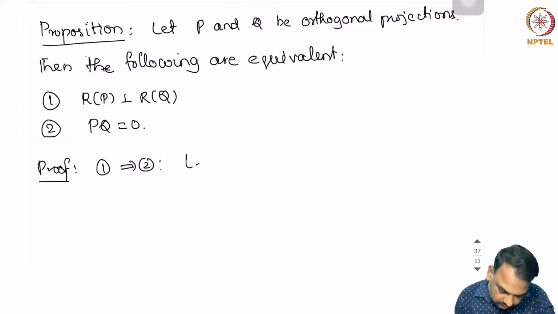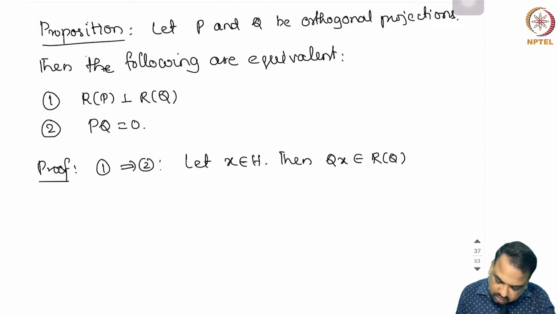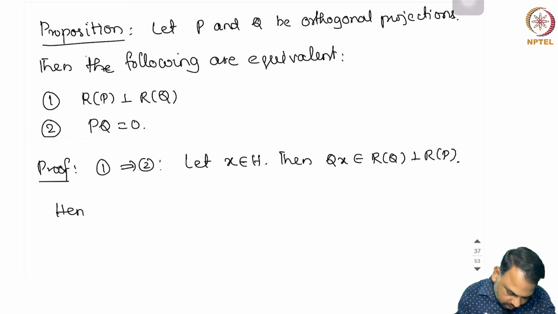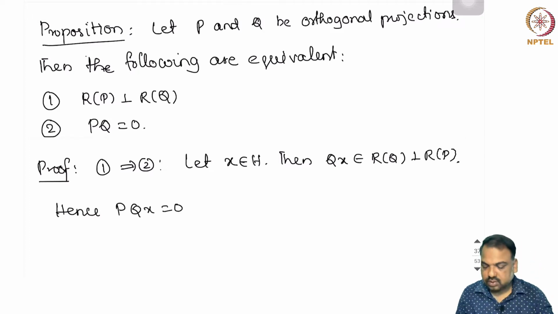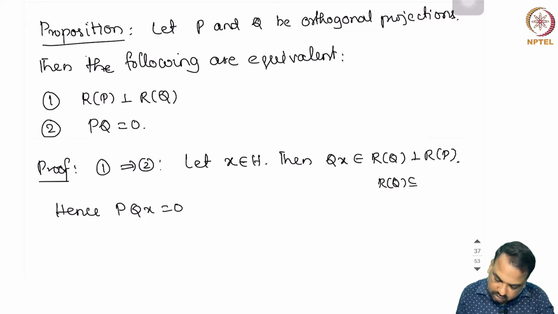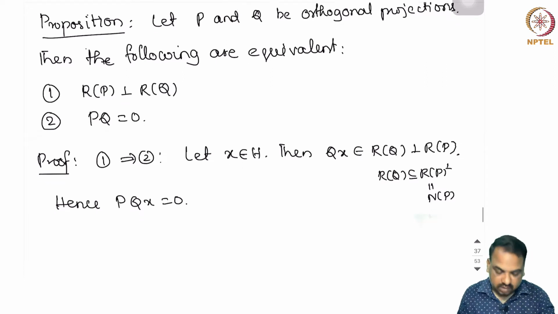Okay, so let us take x in H, then we can conclude that Qx is in range of Q. So that is orthogonal to range of P. Hence we can say that PQx is 0 because Qx is orthogonal to range of P. So that means range of Q is contained in range of P perp, that is null space of P star. Since P equal to P star, that is null space of P. Hence we can say that PQx is 0.